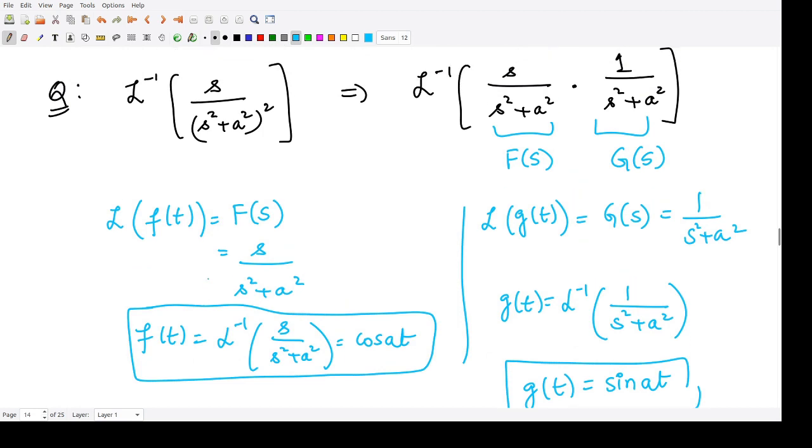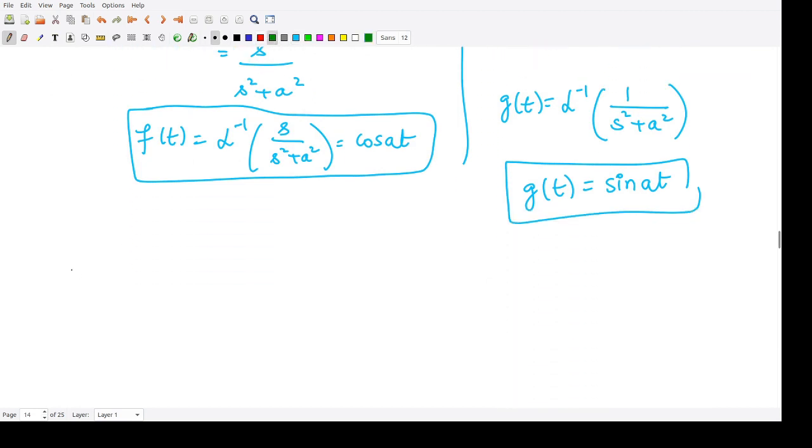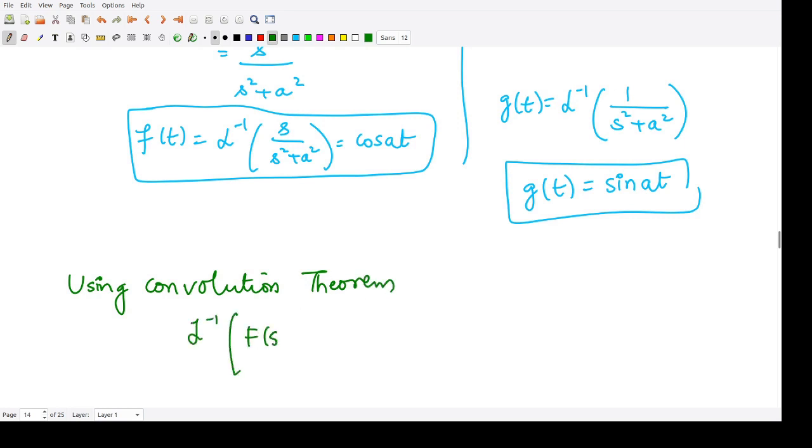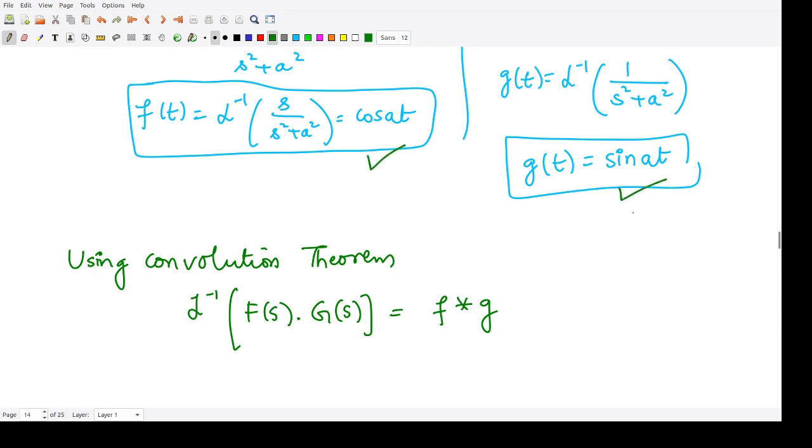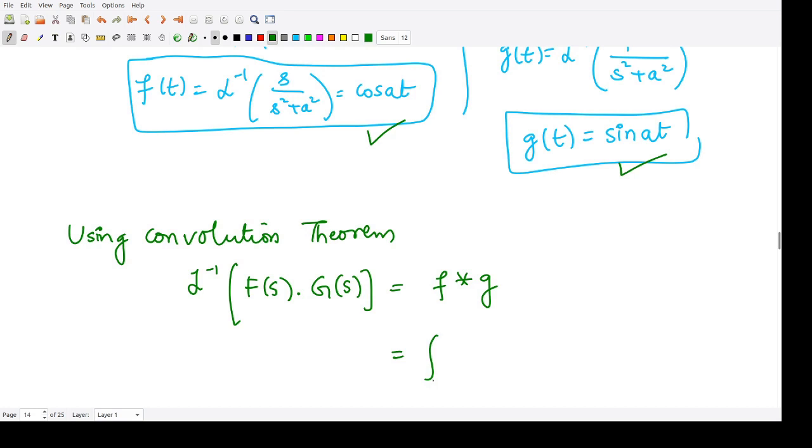So we know by the help of the convolution theorem that the inverse Laplace transform of F of s multiplied by G of s is equal to the convolution of f with g. So we have this function f of t, we have this function g of t. By definition, this is equal to the integration from 0 to t of f of u g of t minus u du.